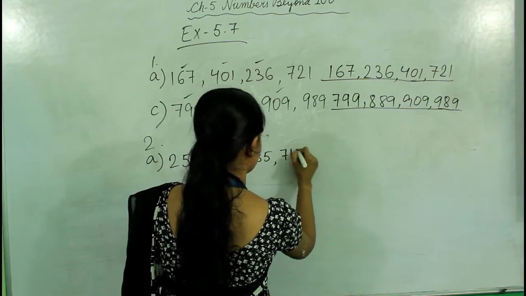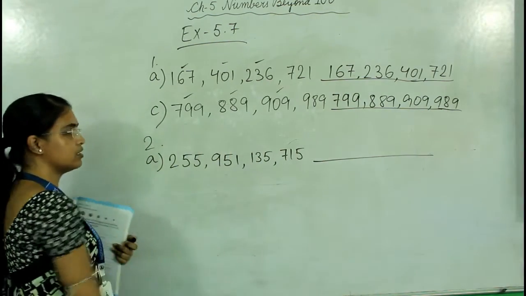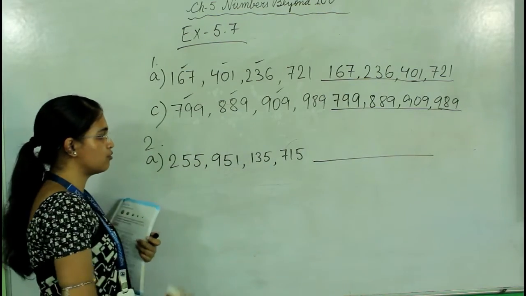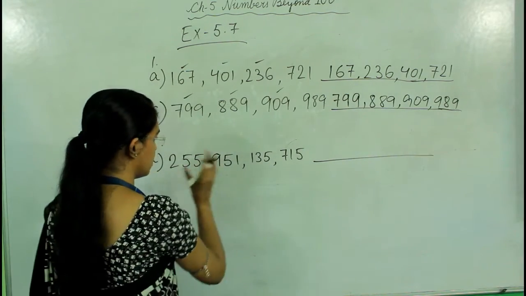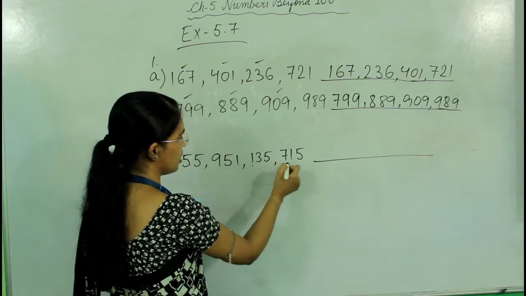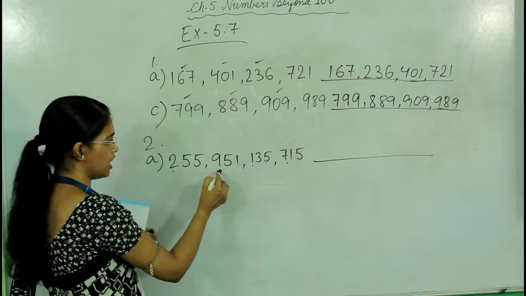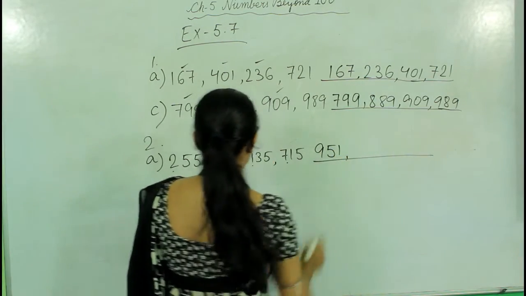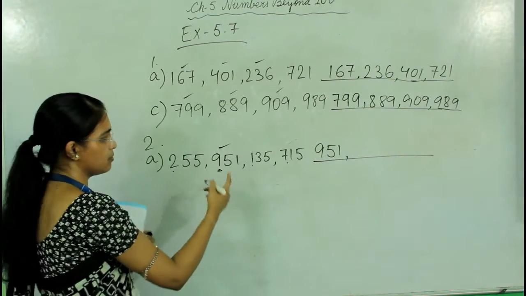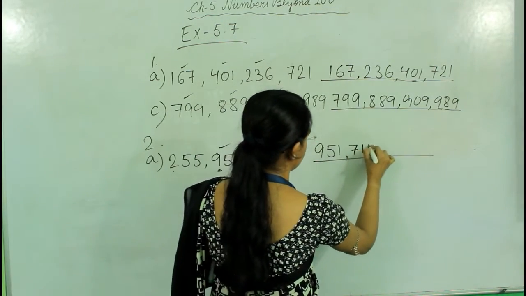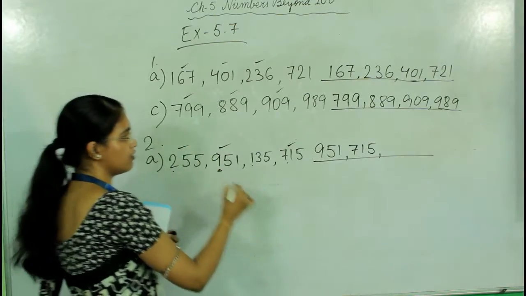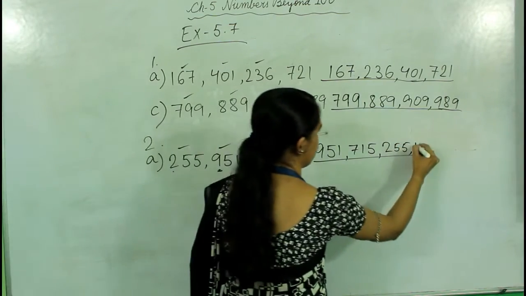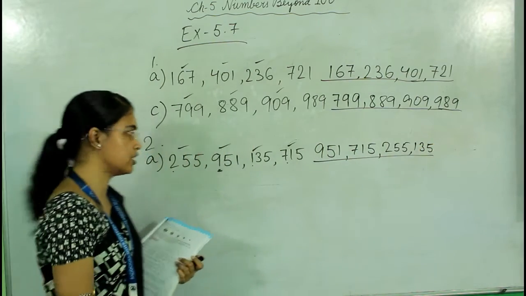And 715. Now we have to arrange this in descending order. Bada se chota. Now look, there are 100 plus. Which number is the bigger number? Here is 2, here is 9, here is 1, here is 7. So which one is bigger? 9. That means 951 is the biggest number. So write at the first. Then after 951, which one is the biggest number? 7. 715. After this, 255. Then 135. So in this way you have to arrange this.